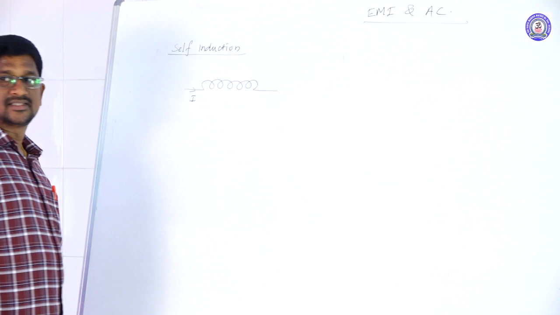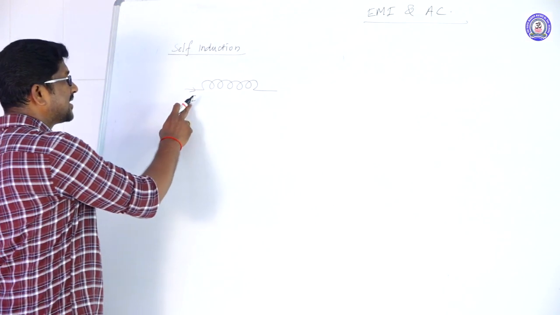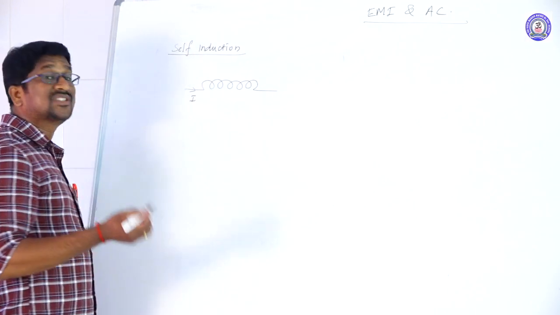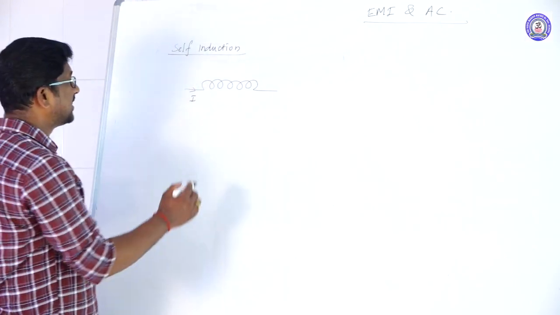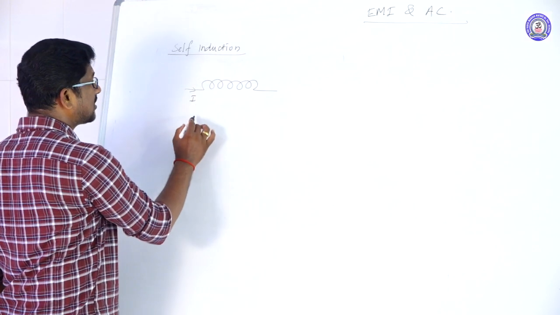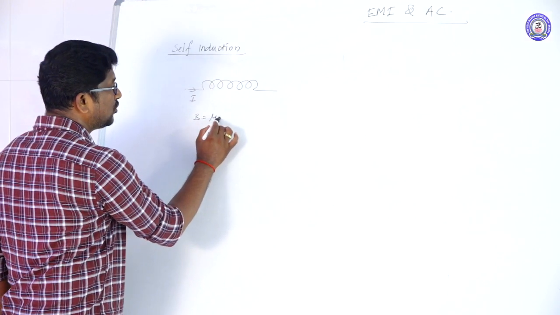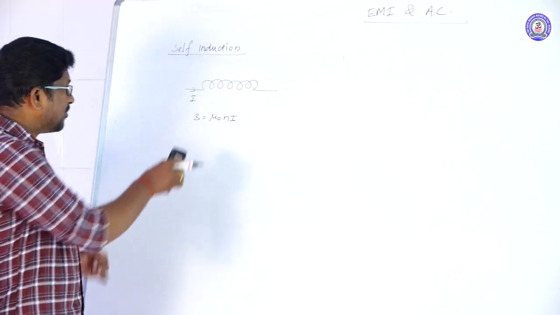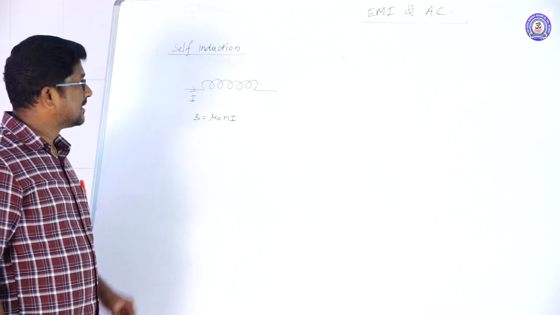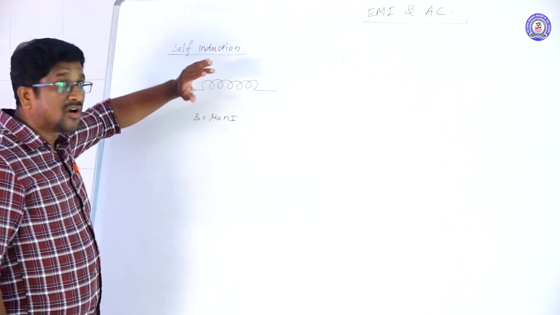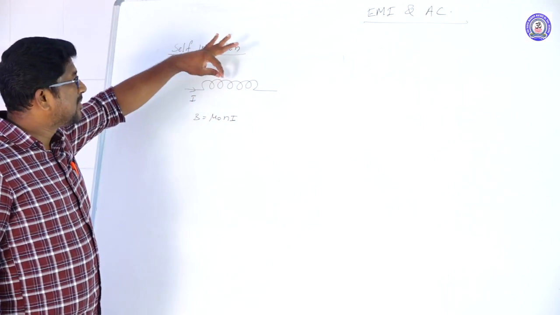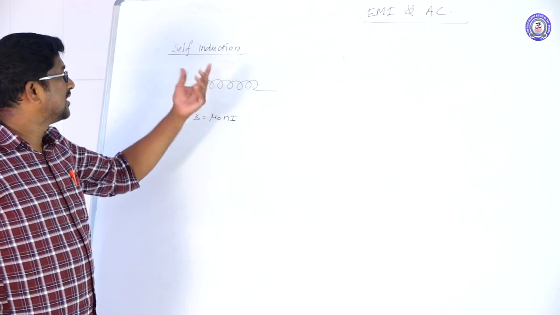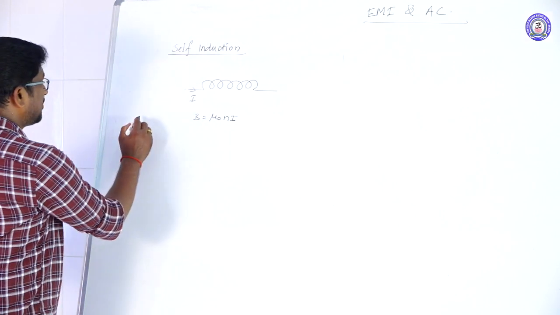Suppose we consider a coil in the form of a solenoid, and suppose it carries an electric current of I. When electric current is passed through the coil, a magnetic field is produced inside it. The magnetic field produced inside the coil is given by B is equal to mu naught N I. Mu naught is the permeability of free space. If the medium inside the coil is air, then the permeability is represented by mu naught. If the medium is other than air, then the permeability is represented by simply mu.